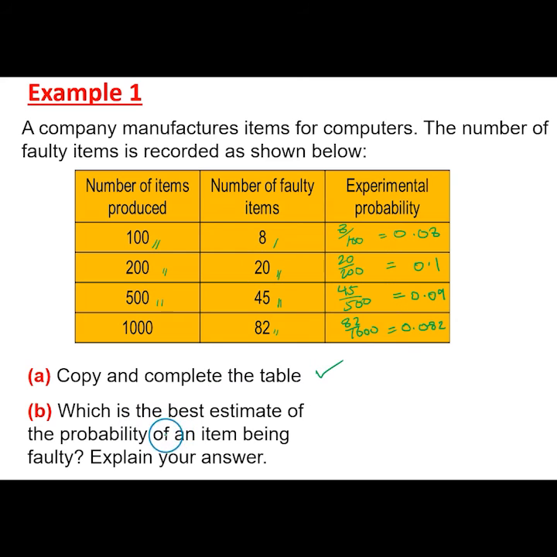Which is the best estimate of the probability of an item being faulty? And then you need to explain your answer. Well, if you remember, I just explained that the more experiments you do, the more reliable your probability. So the best estimate in this case is going to be 0.082. So the probability of getting a faulty item for this manufacturer, they could easily say is 0.082. And that's because the more experiments you have, the more reliable your probability estimate is.